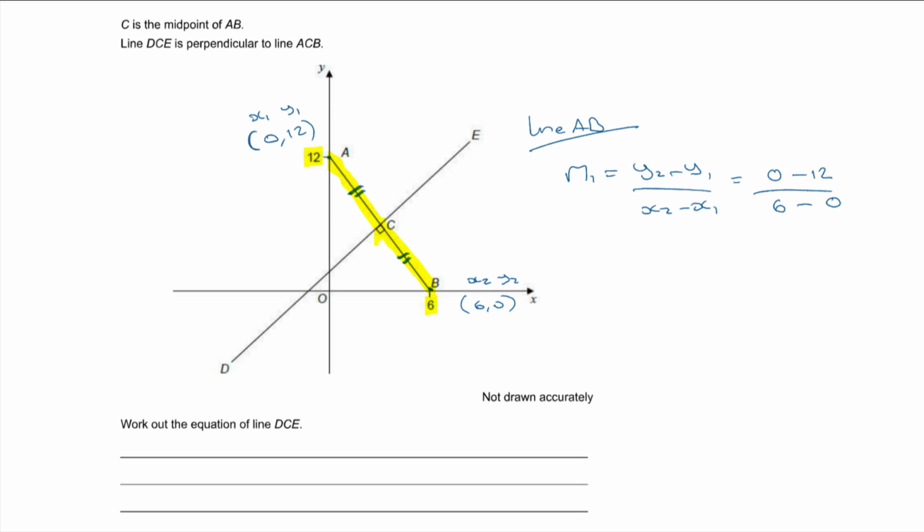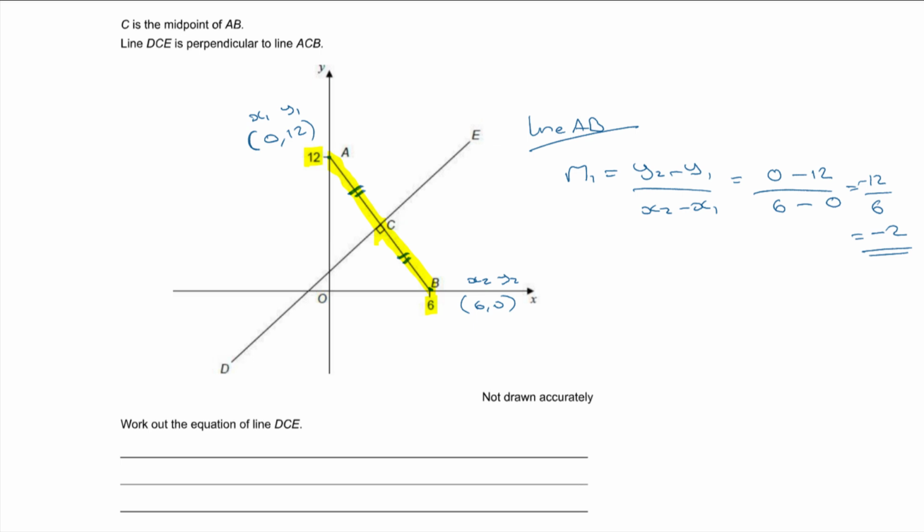Now, does it matter which way round I label x1, y1 and x2, y2? No, but I did it so that the negative sign would end up on the top because that's just a bit neater. So I've got 0 minus 12, which is minus 12, and 6 minus 0, which is 6, and negative 12 divided by 6, that is negative 2. Okay? So the gradient of my line AB is negative 2.